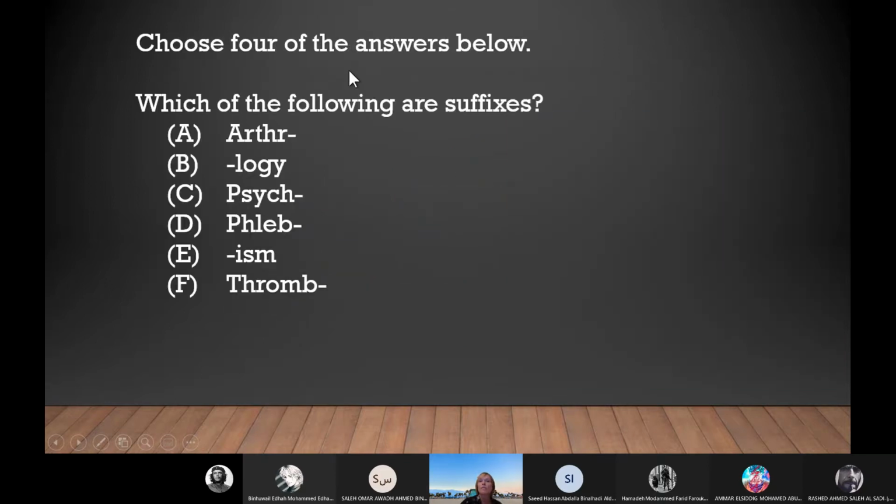Okay, so which of the four below are suffixes? I think we've, okay, so not four, sorry, there's just two. I've changed this around a bit. So which two are suffixes? Logy and ism. That's right, logy and ism. So what does logy mean? Does anybody remember what logy means? A study of something. Yes, a study of. That's right, study of.